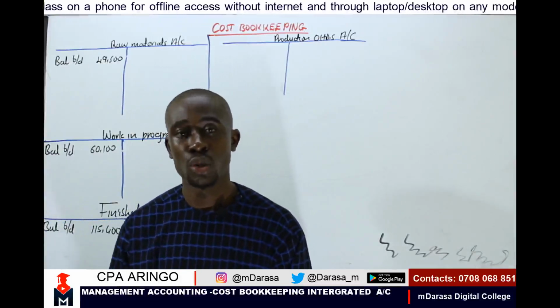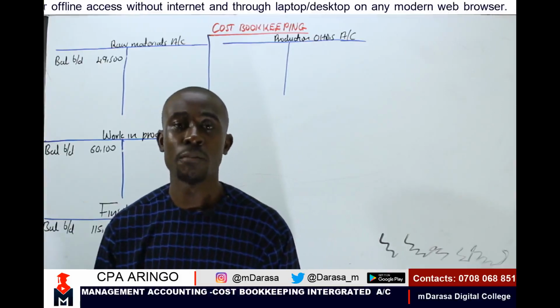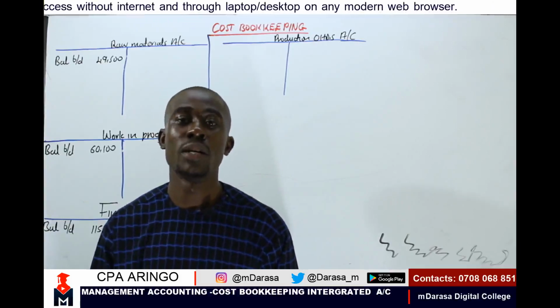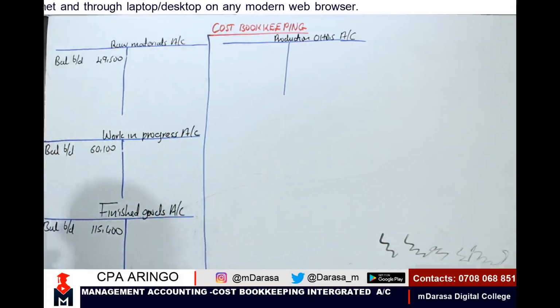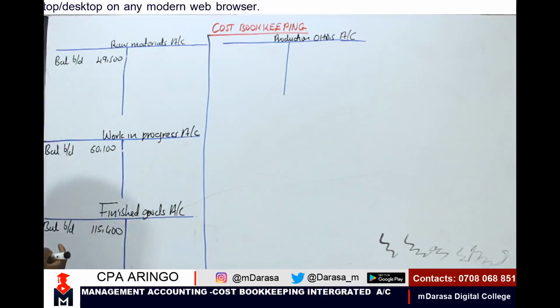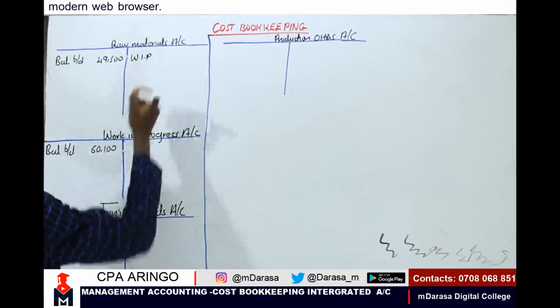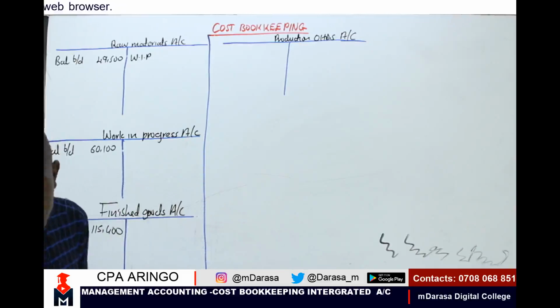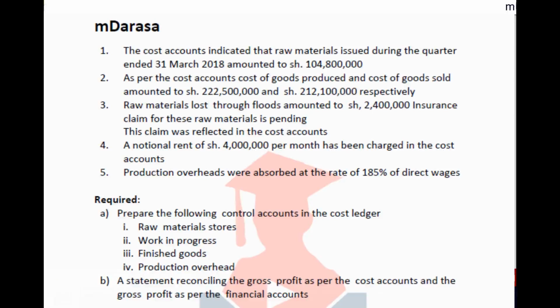Any materials issued, we said that at this point we are going to debit work in progress account and credit raw materials or stores control account. So in our case, I'm going to credit the raw materials account and debit our work in progress account. What was charged? We were given 104,800. Remember, our figures here are in thousands.